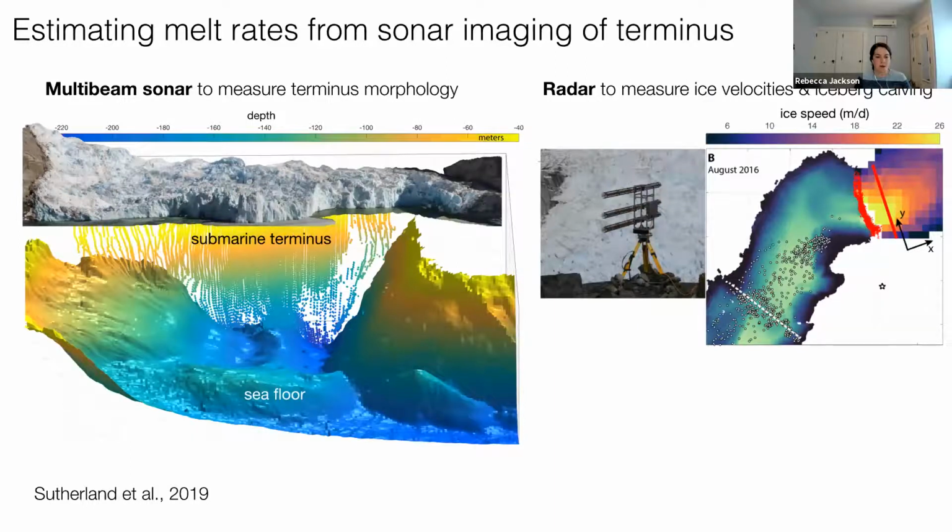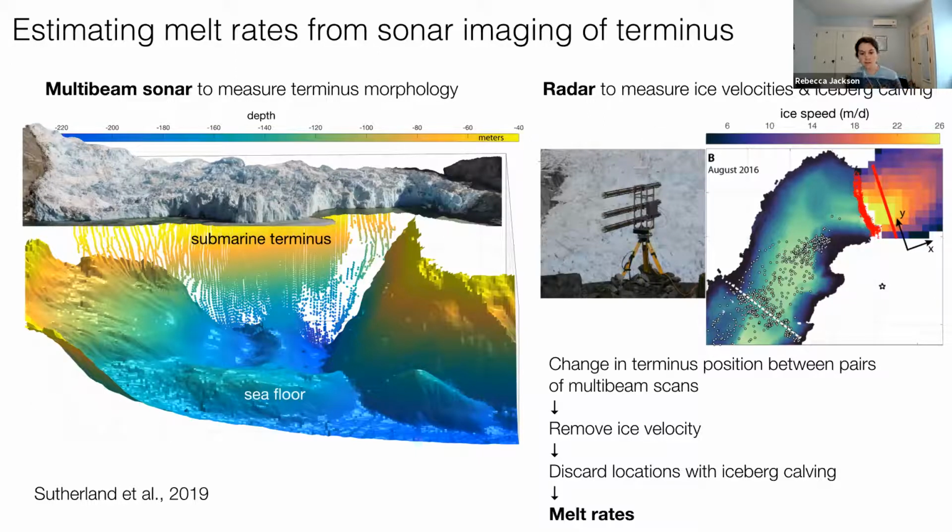It comes from a recent paper of ours, led by Dave Sutherland, where he used multi-beam sonar of the submarine terminus and radar of ice velocities and iceberg calving to quantify melting. Arguably this is the most direct measurement of melting we have at any tidewater glacier. He looked at the change in terminus position between pairs of scans from the multi-beam, then removed the ice velocity and discarded locations where there's iceberg calving, which gives a relatively direct estimate of the submarine melt rates.